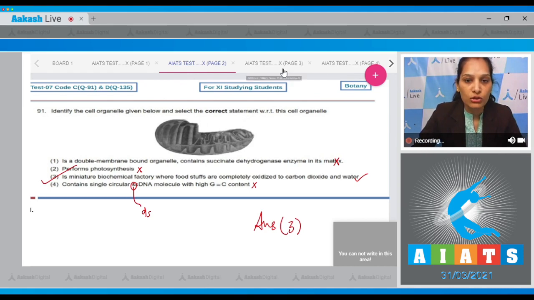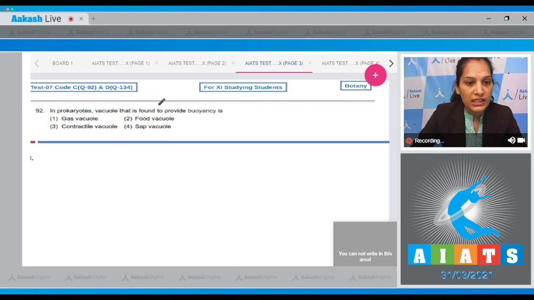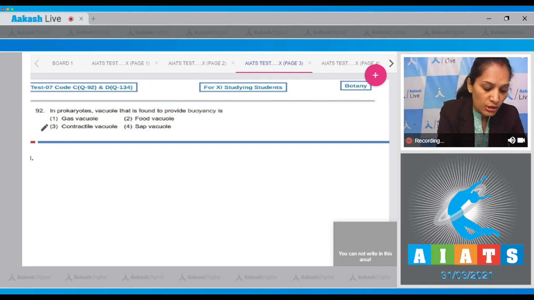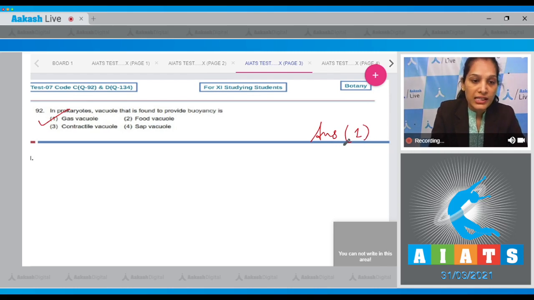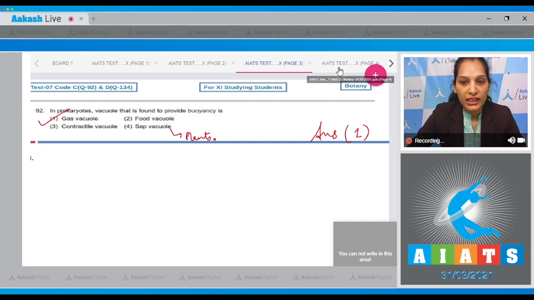Let's move to the next question. Question number 92. In prokaryotes, vacuole that is found to provide buoyancy is the gas vacuole which provides buoyancy to the organisms. So the correct option for the given question is option number 1. Sap vacuole is found in the plants, food vacuoles in the protists, and contractile vacuole is found also in the protists.